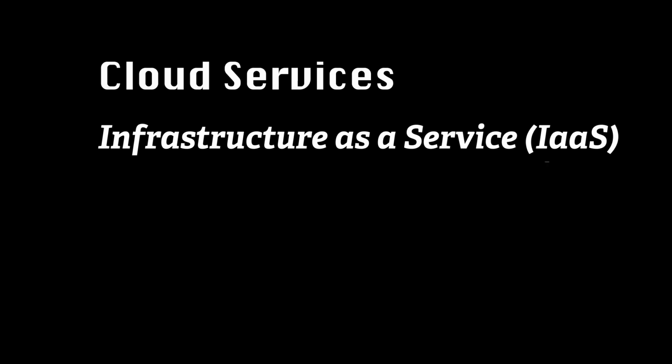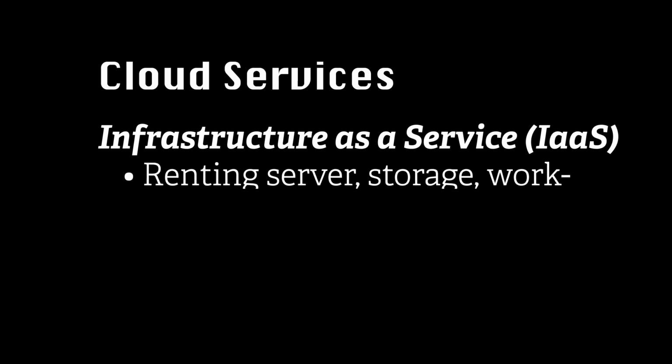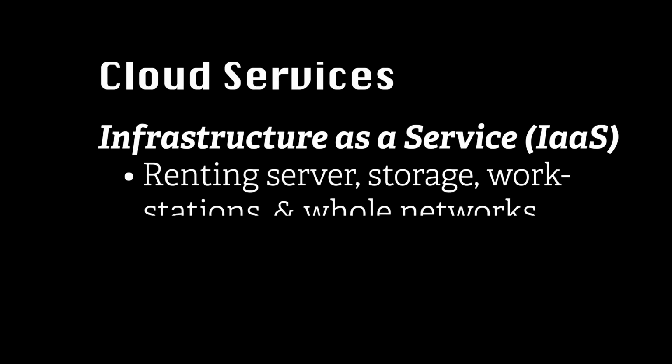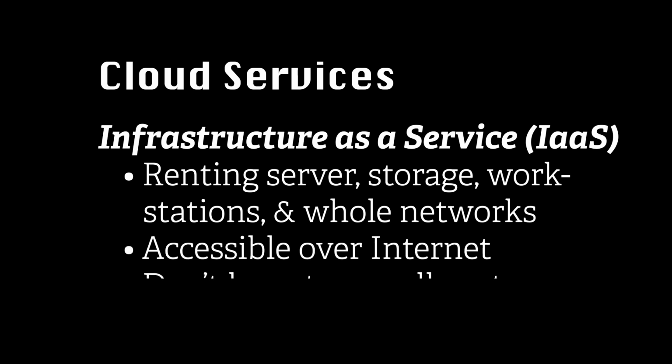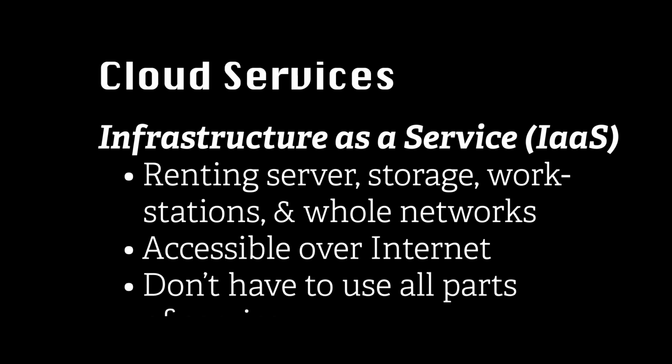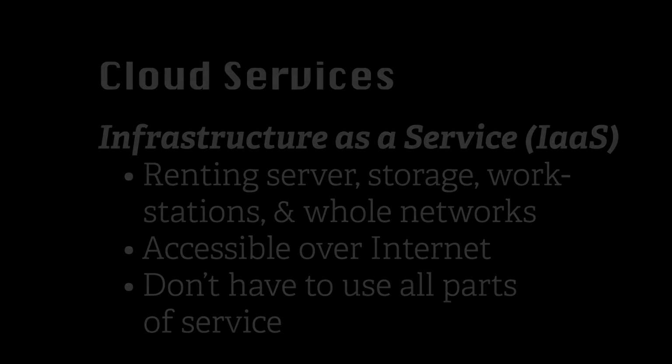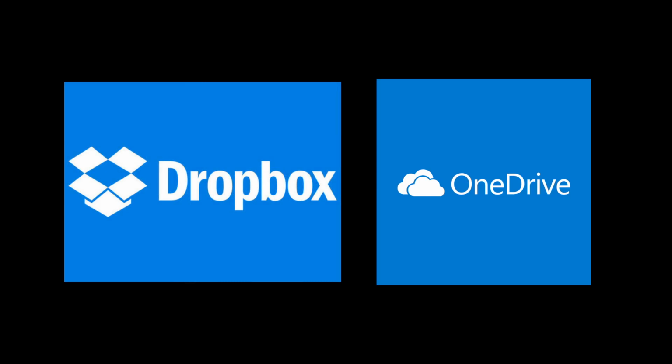Infrastructure as a service, which is basically renting servers, storage, workstations, and whole networks that you can access over the internet, as if you were in an office with all of that actual equipment. Infrastructure as a service doesn't require that you use all parts of the service that's offered. If you just wanted the cloud storage portion, a place to put files that you can access from anywhere, you could use Dropbox or OneDrive.